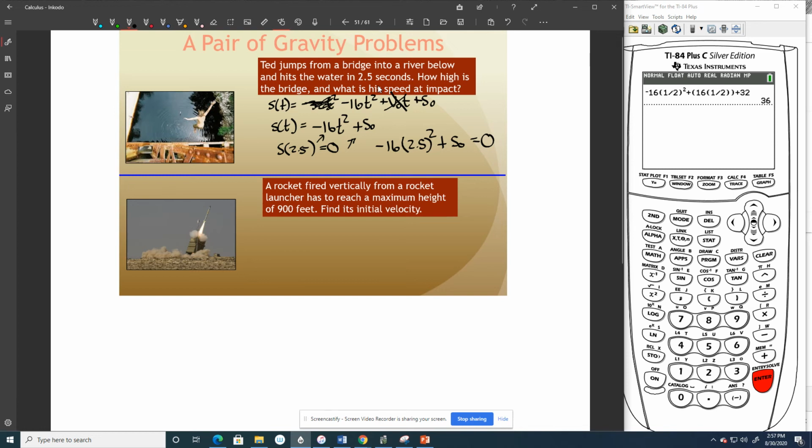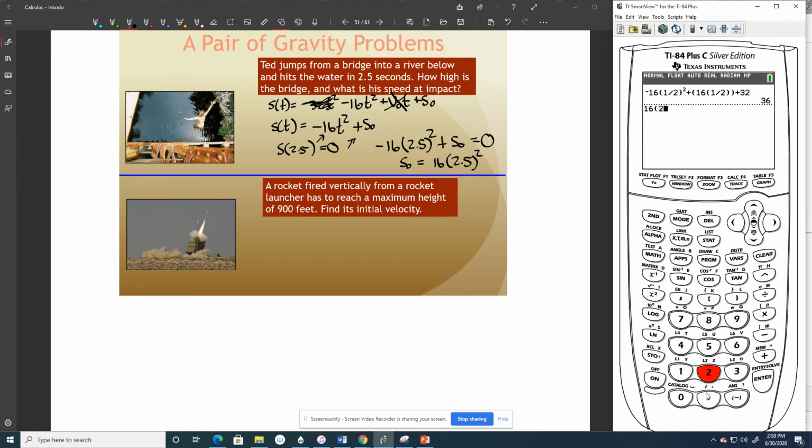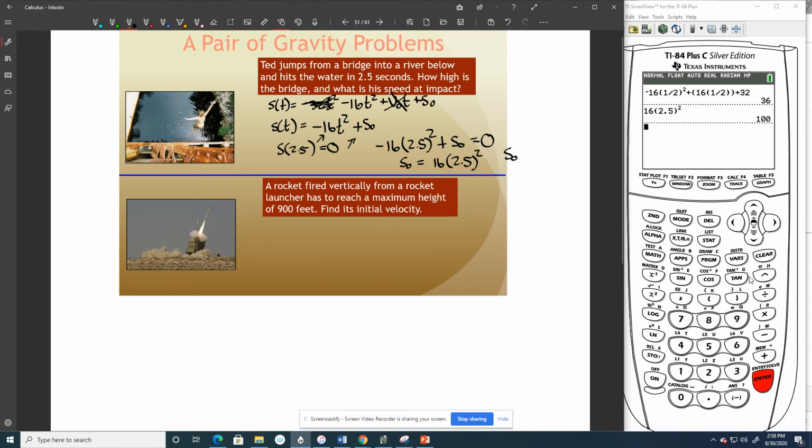Okay, now I just need to get S naught by itself. So S naught is equal to 16 times 2.5 squared. If we just plug that in, 16 times 2.5 squared, that tells me that my S naught, my initial height, is 100 feet. So I knew how long it took Ted to hit the water, and so I can figure out how high he is.